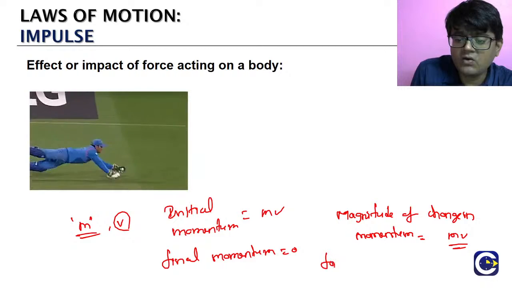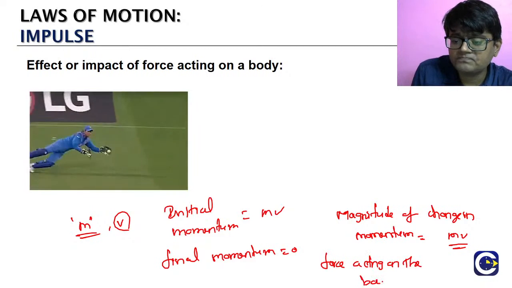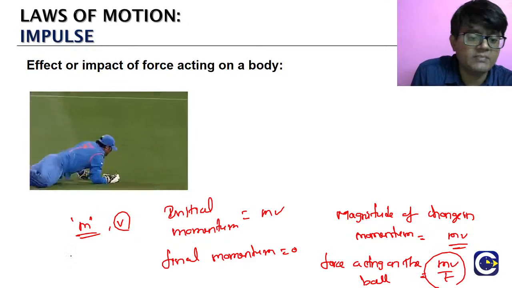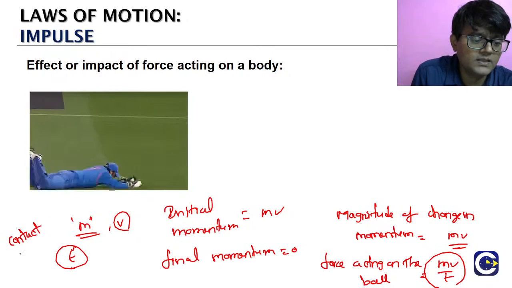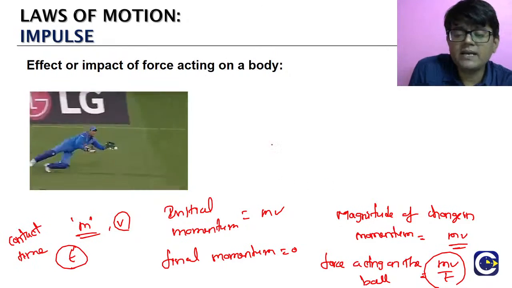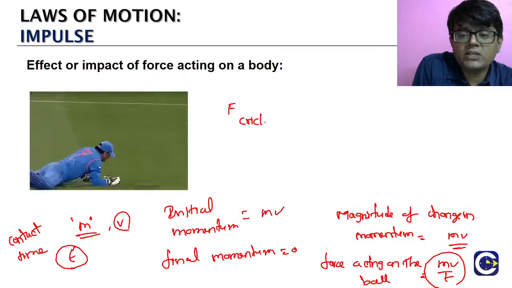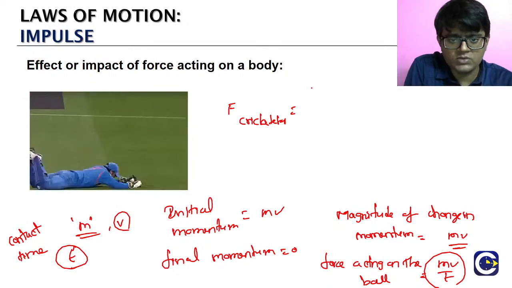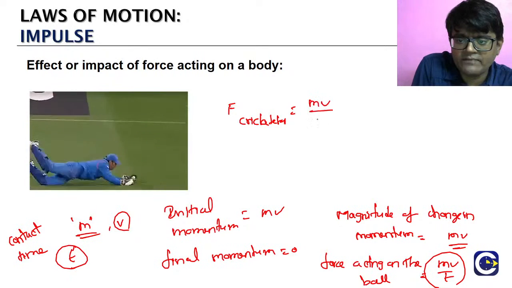So what is the force acting on the ball? The change in momentum divided by the time, where t is the contact time. Whatever is the force acting on the ball, the force acting on the cricketer also will be the same, but in the exactly opposite direction. Newton's third law says action and reaction pair, right? So the force acting on the cricketer will be mv by t.